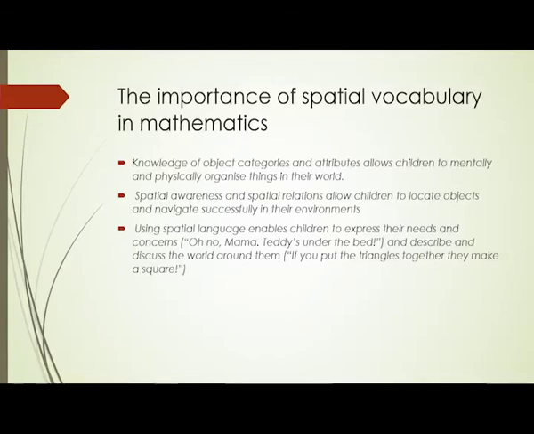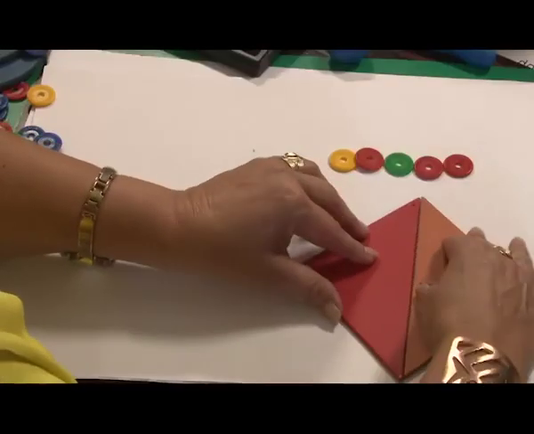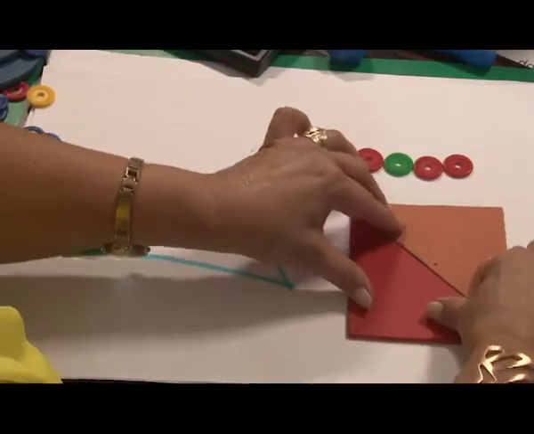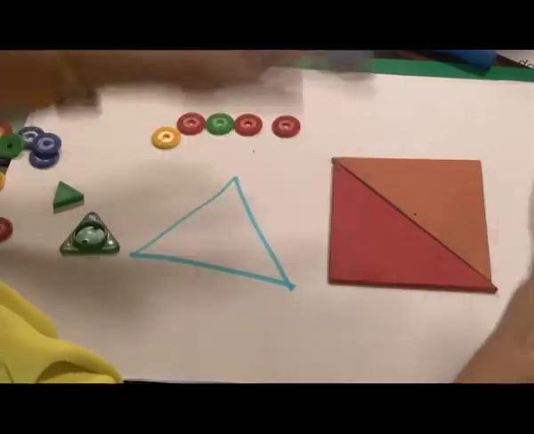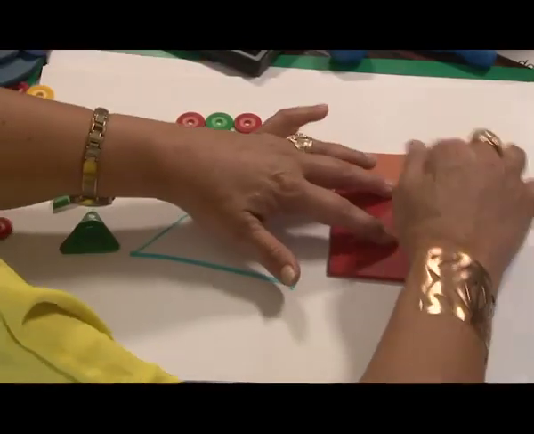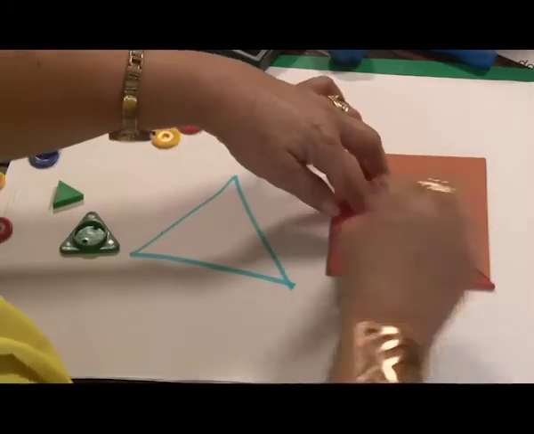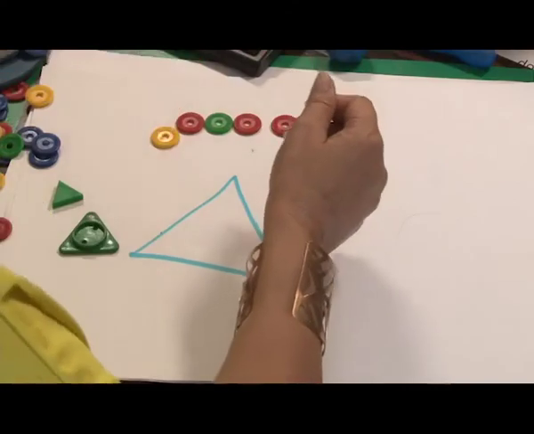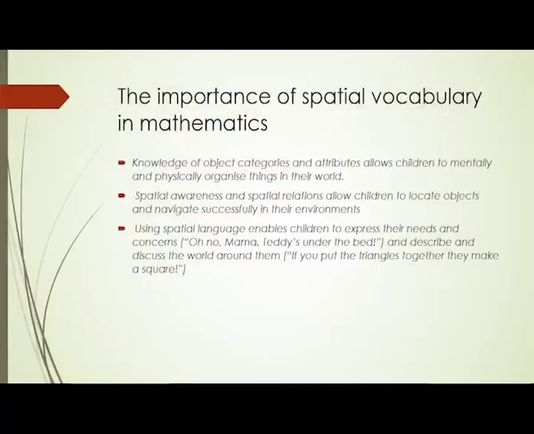If you put the triangles together, they make a square. Let's make a square. So 2 triangles make a square. And this is how they can develop their vocabulary in mathematics.